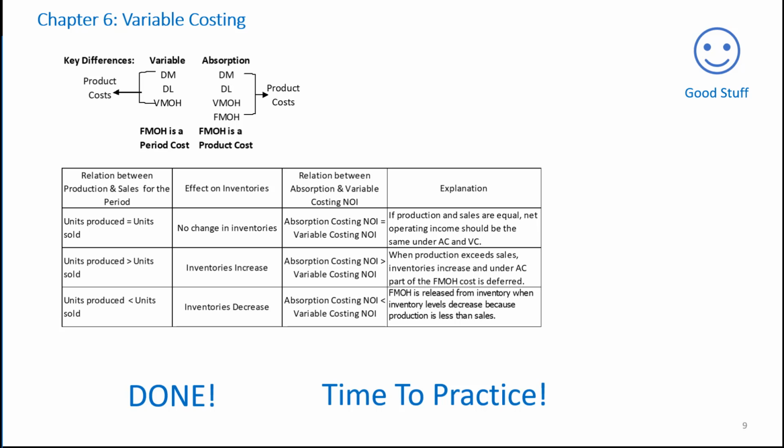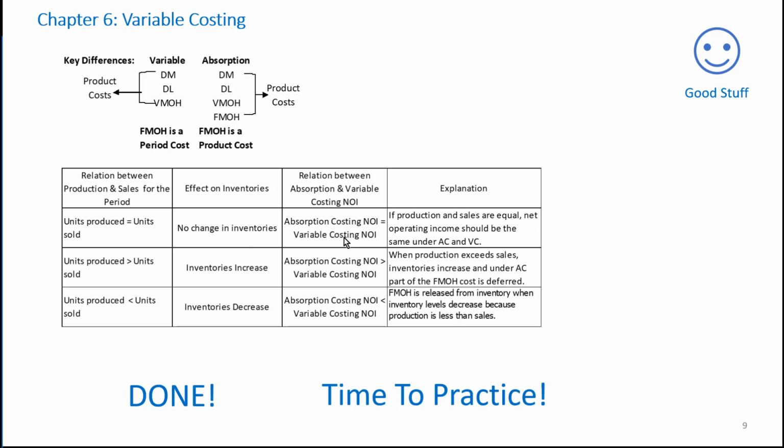This last slide focuses on how changes in production and sales affect inventories and how these changes impact the net operating income as determined under both absorption costing and variable costing. Once again, you should pause the video and study the schedule carefully. The bottom line here is that when production equals sales, there is no inventory buildup. And as such, the net operating income for both methods will be the same.